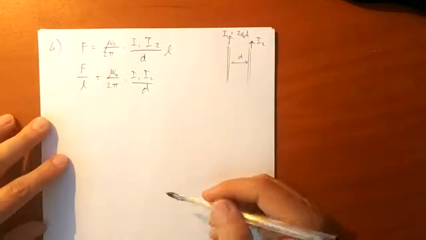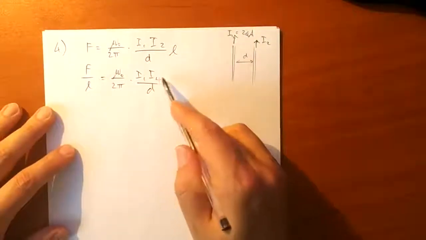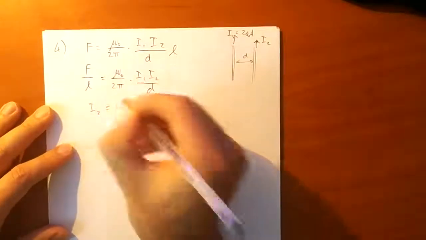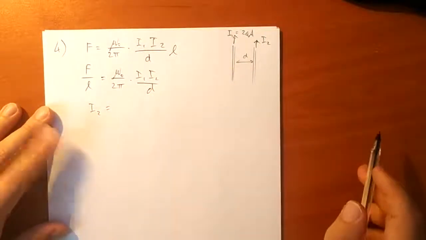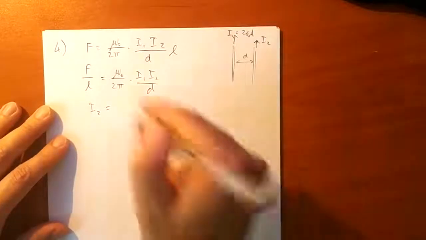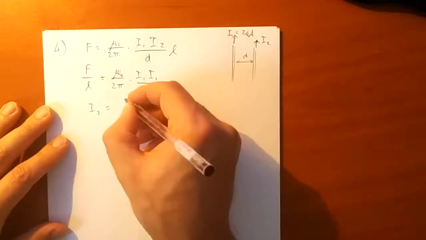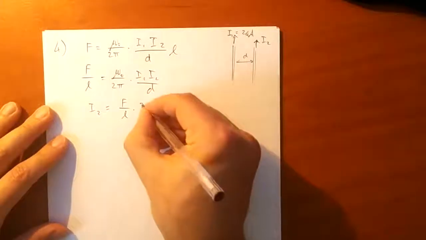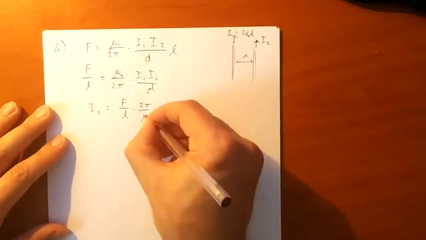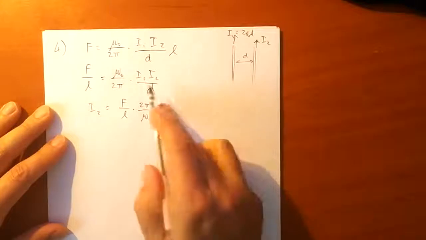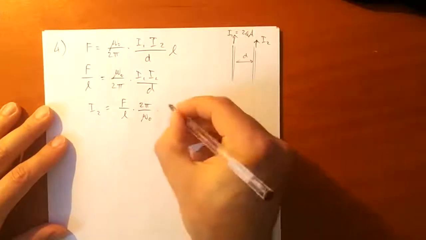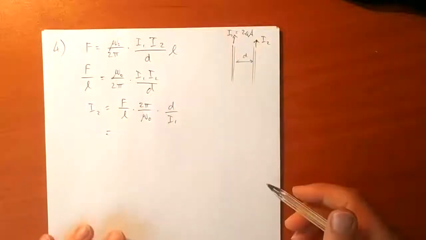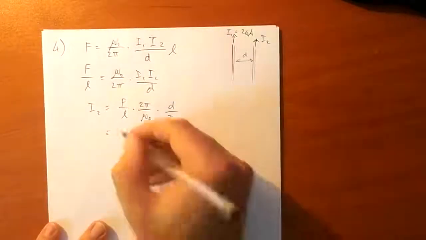Okay. Alright, so what am I actually after? I'm after I2. So now let's get I2 by itself. Now we just have to keep track of everything. So it's F over L times 2 pi over mu0 and times d over I1. Okay. Right. Okay, now we just substitute for everything.